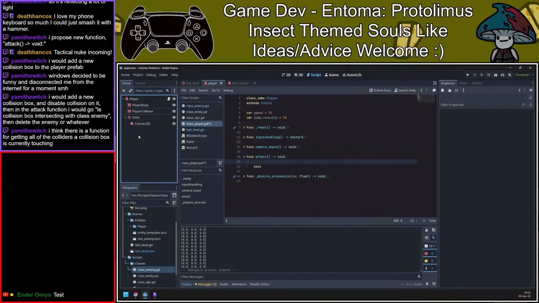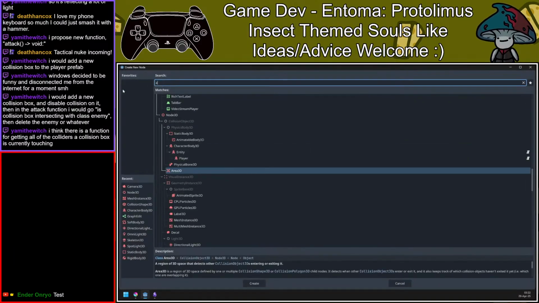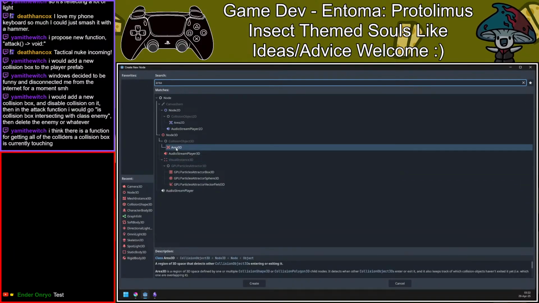Okay. New collision box, disable collision, attack function, is collision box intersecting with enemy. Oh well, you don't do a collision box for that. I think you would do an area. Yeah, this is explicitly for detecting other things.